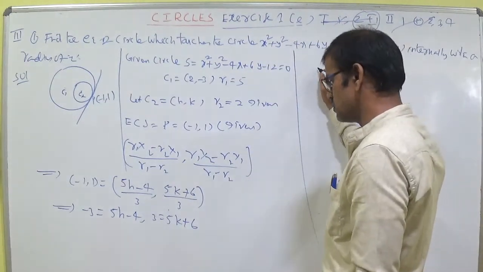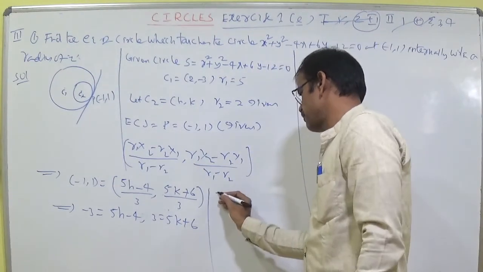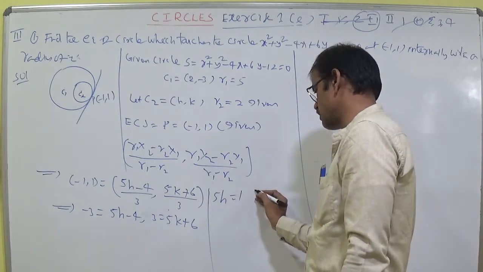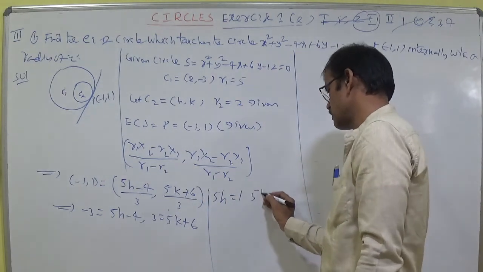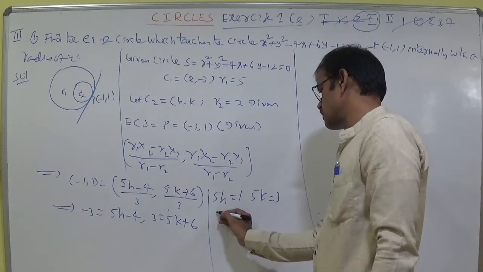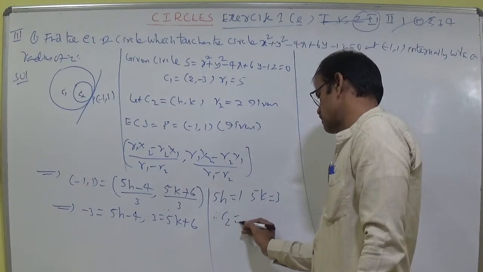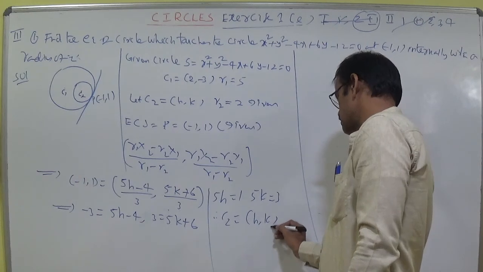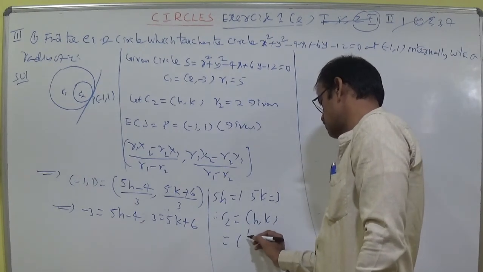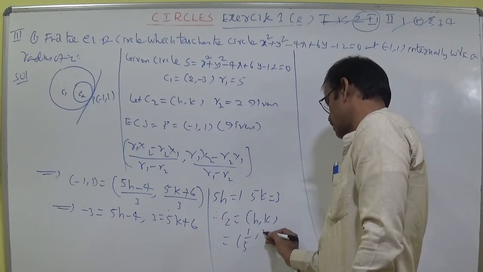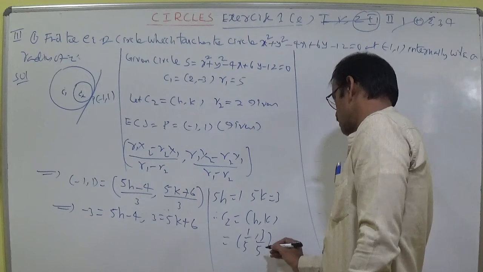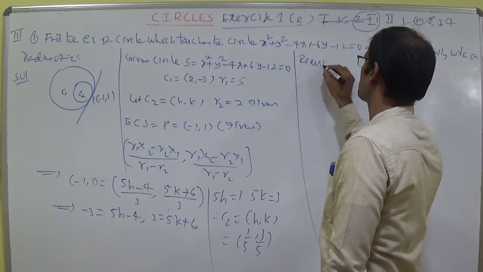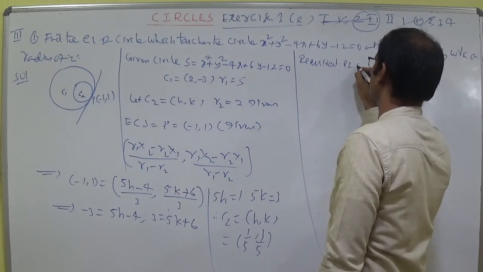Now 5h, here we can write, 5h is equal to minus 4 plus 3, it is 1. So h is 1 by 5. 5k equal to 3. Therefore C2, center h comma k, is 1 by 5 comma 3 by 5. Now the equation of the circle, the required equation of the circle.